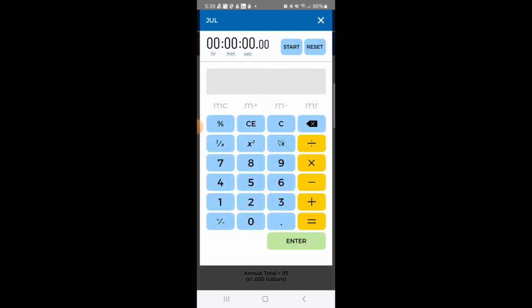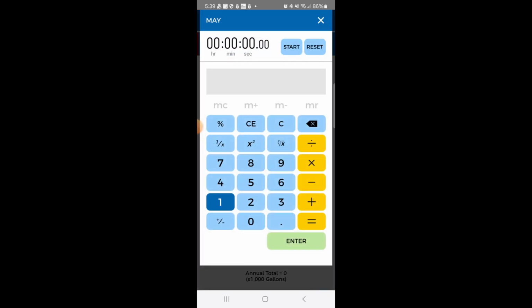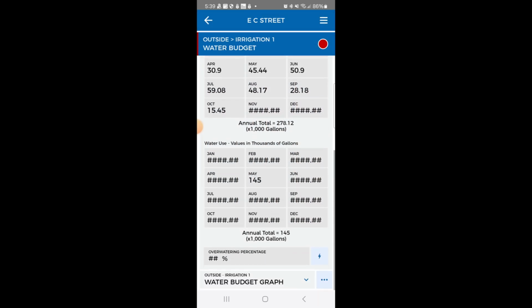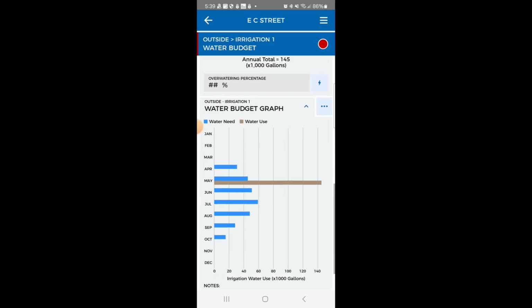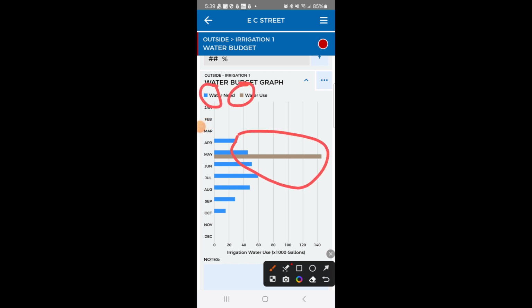So I'm going to go and delete this so it doesn't confuse them. And I'm going to use the information we collected, which was 145,000 gallons, to put that in. And that is going to give us a good comparison, both visually. So here we see on our water budget graph that my water need is blue, and my water use is brown. So I can see that I'm quite a bit higher this time of year.